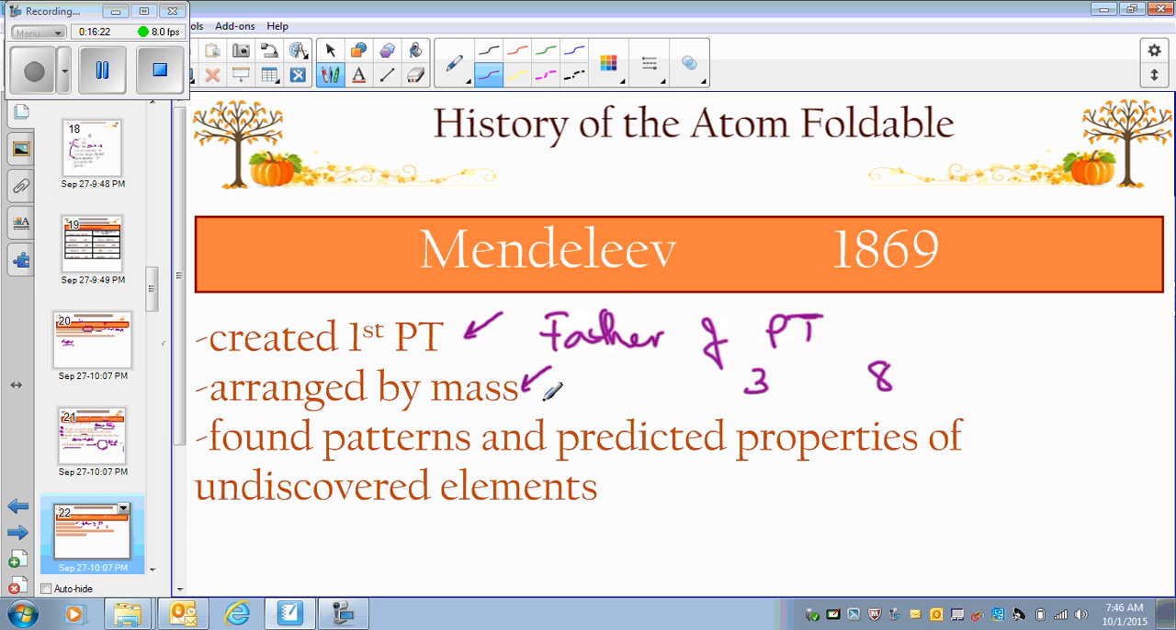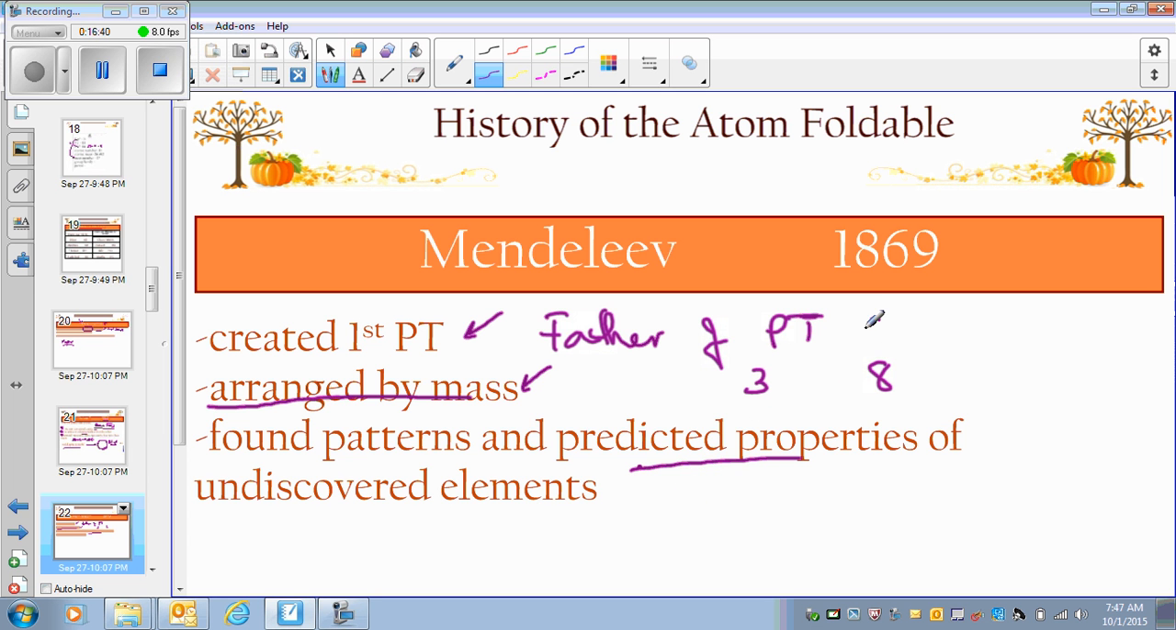But he was the very first one who arranged the elements by their mass, and he said if we arrange them by the mass, we see a trend in the properties. And based on his periodic table, he left some empty spaces, and he predicted that these elements exist.